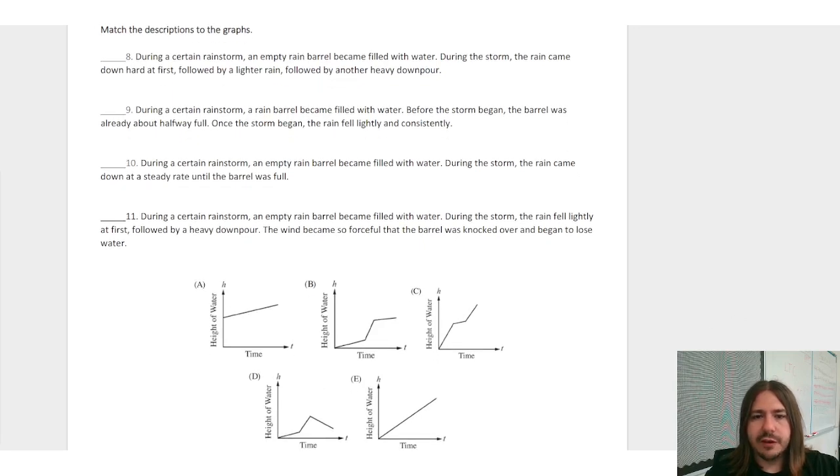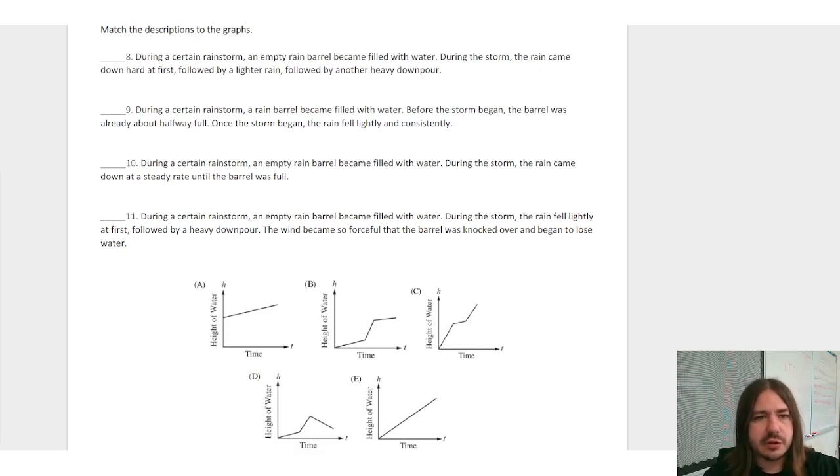I really want to try to fit all these, because this is a matching problem. So we got 5 graphs, and we're trying to match each description to the graph. And there's only 4 problems, so there's going to be one that we don't actually use. So this is really just all about understanding how slope works, how rate of change works, and being able to interpret a situation and match it to a graph.